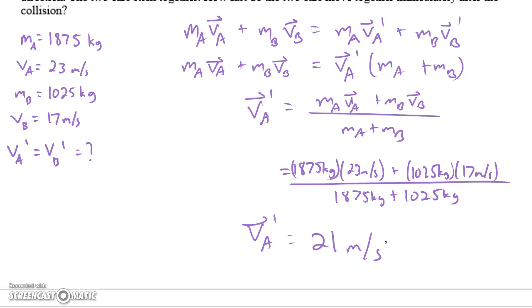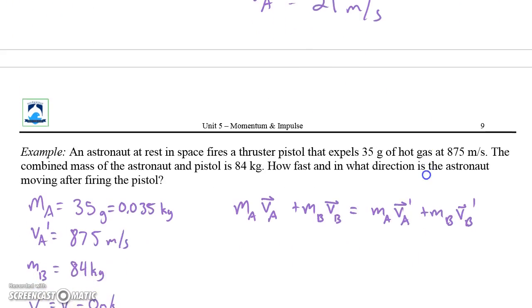So one of them actually ended up going faster, and one slowed down. That's what you tend to see depending on the masses of the objects. One's going to speed up, one's going to slow down. Sometimes they'll come to a stop, sometimes they're going to go in the opposite direction, but we can always use the conservation of momentum for any types of collisions. So let's take a look at a couple more examples here.